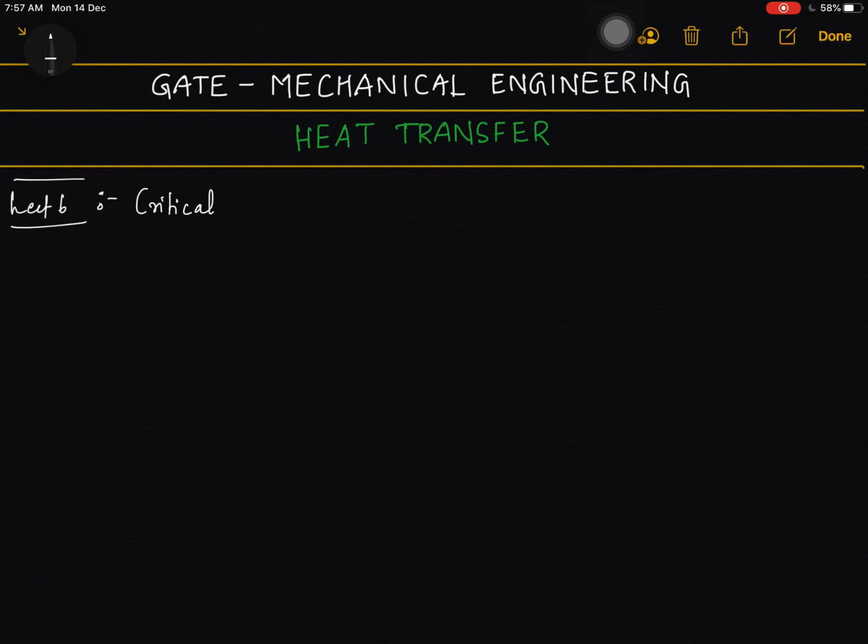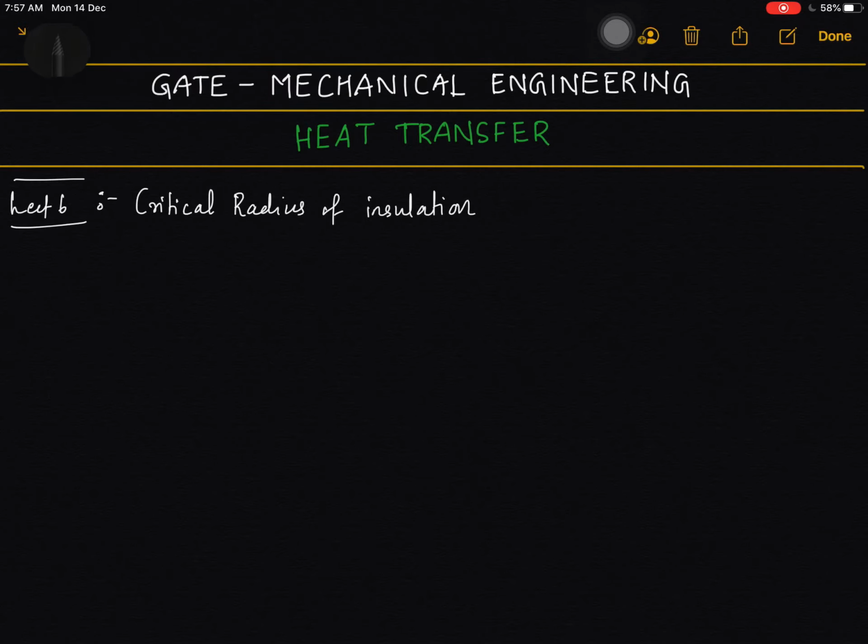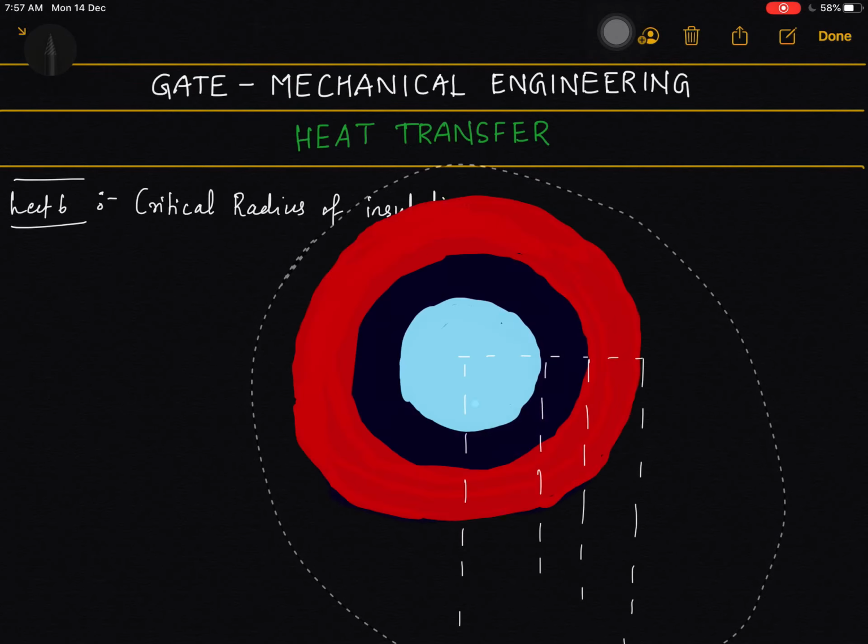Today we will be dealing with a concept called critical radius of insulation. For that case we have to consider some pipe through which some fluid is flowing.